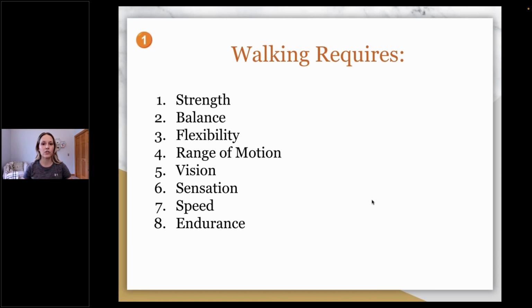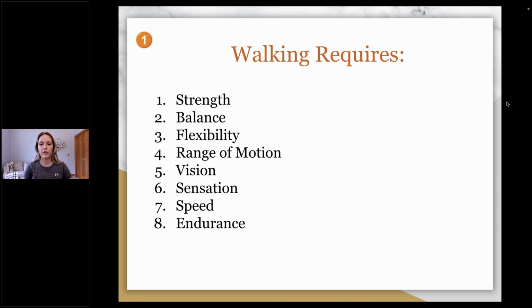So it requires strength. You need to have enough strength in your muscles to pick up your leg and move it forward. It requires balance. You need to have enough balance so that as you're standing on one leg, with or without a mobility aid, you can stay standing and not fall over. And standing on one leg while bringing your other leg through, that's balance.